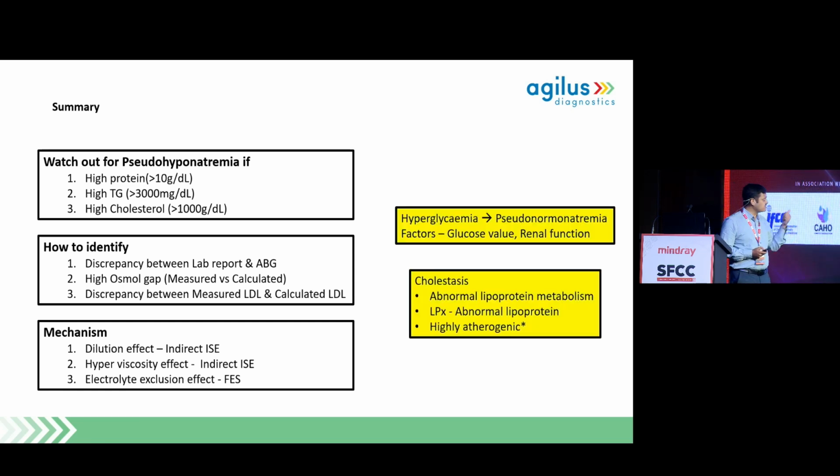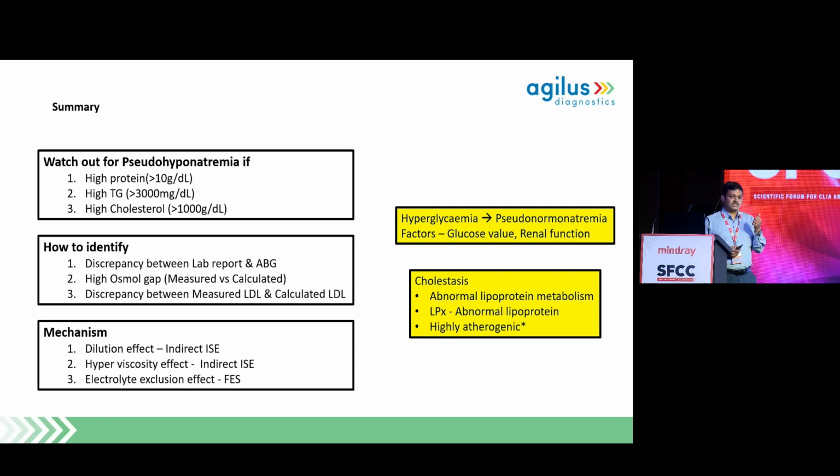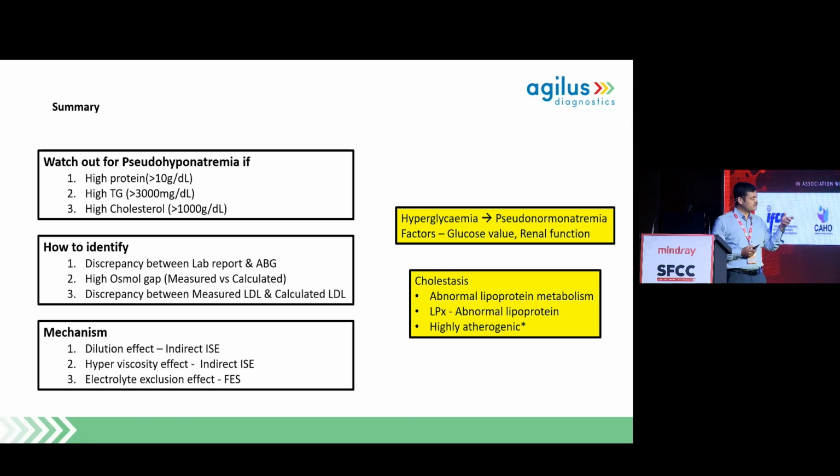So this was a case of bile duct carcinoma, obstructive bile duct carcinoma. In obstructive bile duct carcinoma, because of the blockage of bile flow, there is abnormal lipoprotein metabolism, which gives rise to an abnormal lipoprotein called LPX, sometimes LPY also. This falsely gives a high value of cholesterol. In a few instruments, depending on the method, it will even sometimes give a high value of direct LDL also.